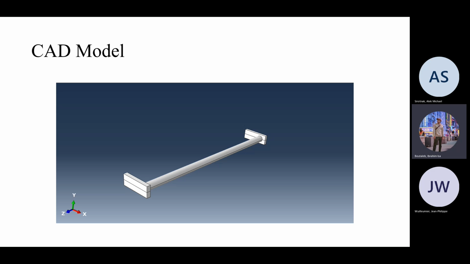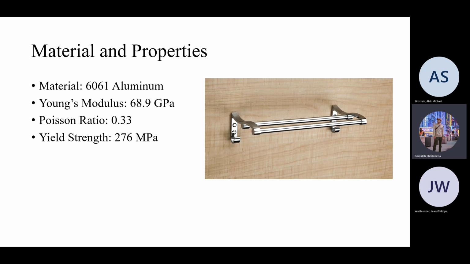So here's the CAD model that we came up with. Pretty much just a basic towel rod, and it's made out of aluminum. Here are the material properties. The material is 6061 aluminum with a Young's modulus of 68.9 GPa, a Poisson ratio of 0.33, and a yield strength of 276 MPa.